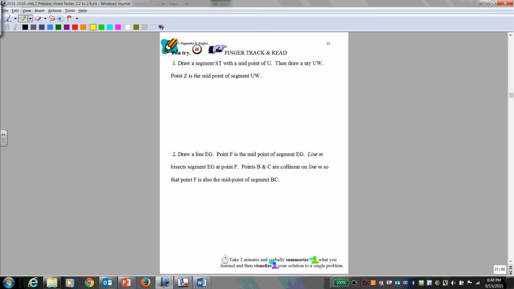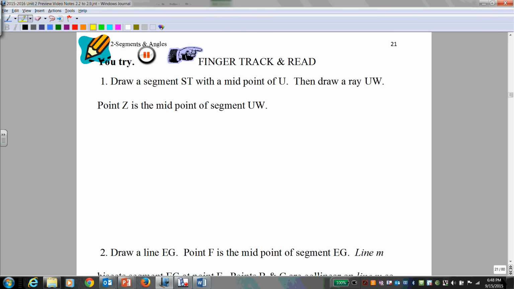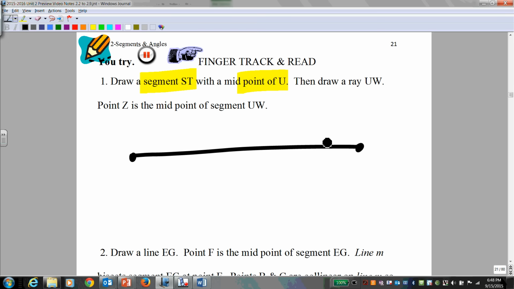Welcome back. Let's check out, see how well you did. Again, reading out loud really helps here. It says draw a segment ST with the midpoint of U. So we're going to start with that. We have a segment ST with the midpoint of U. So U's exactly in the middle, must have those hatch marks.